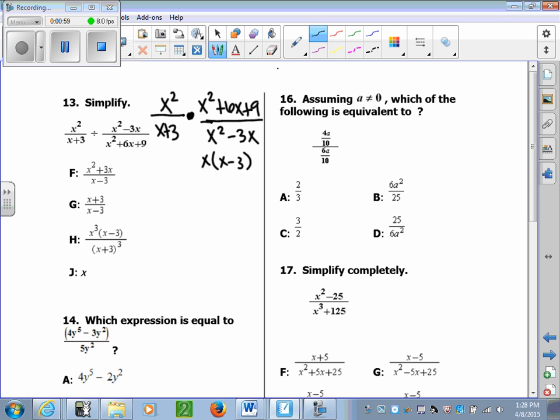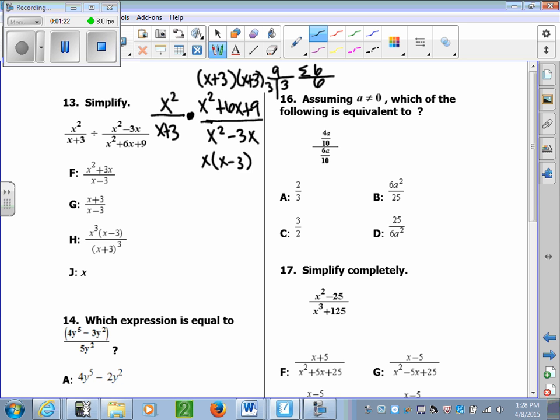I'm looking for two numbers that multiply together to give me a 9 and add up to a 6. So that would be a 3 and a 3, add up to a 6, multiply to give me 9. So my factors are x plus 3 and x plus 3. This bottom numerator here, it's not a quadratic, I can't factor it.